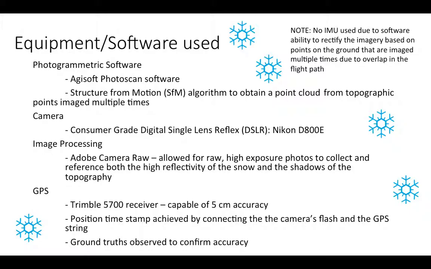And then the GPS used was just a simple Trimble 5700 receiver, capable of about 5 centimeter accuracy. The timestamp and the position were connected to the camera's flash, to integrate the camera's flash with the GPS string, making sure the timestamps for the photos are connected to the location stamp from the GPS. And then again, the GPS ground truths were used to confirm accuracy of position of the photos.